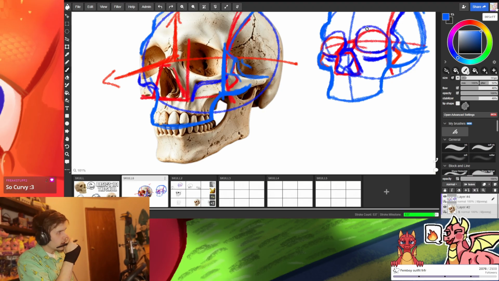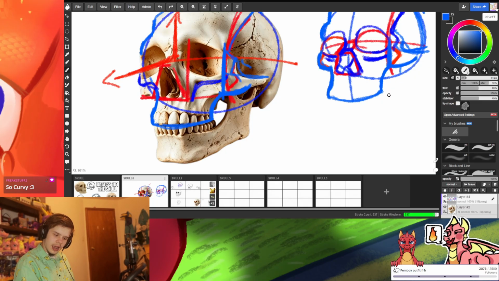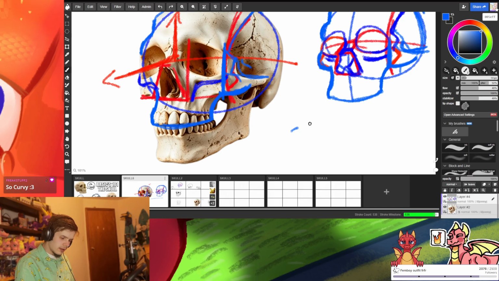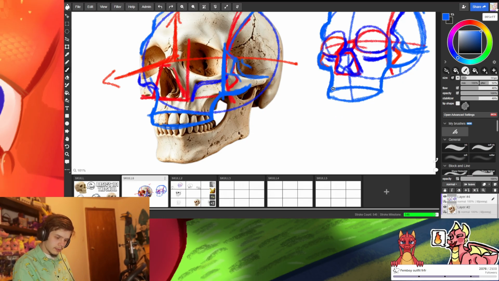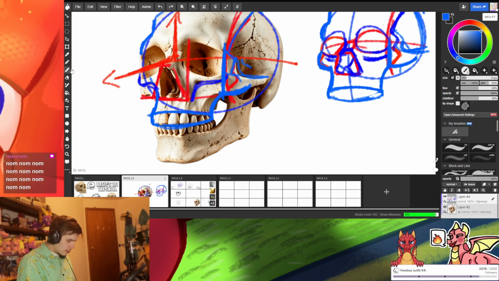See how many curves there are in a skull? It's not lines. I've not drawn any perfectly straight lines. It's always been some sort of a curve. Is that another curve right there? I'm just going to adjust this a little bit. Don't mind me.